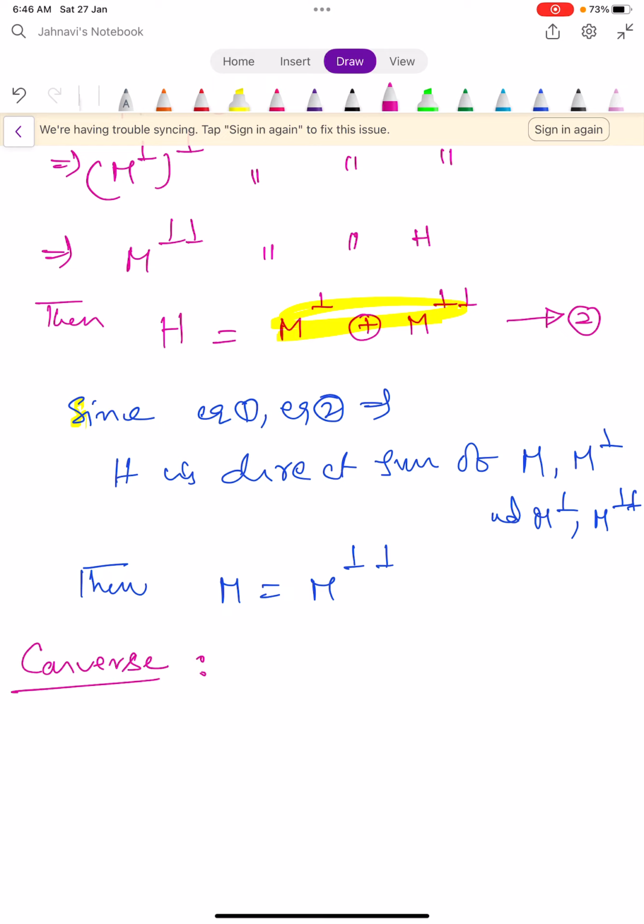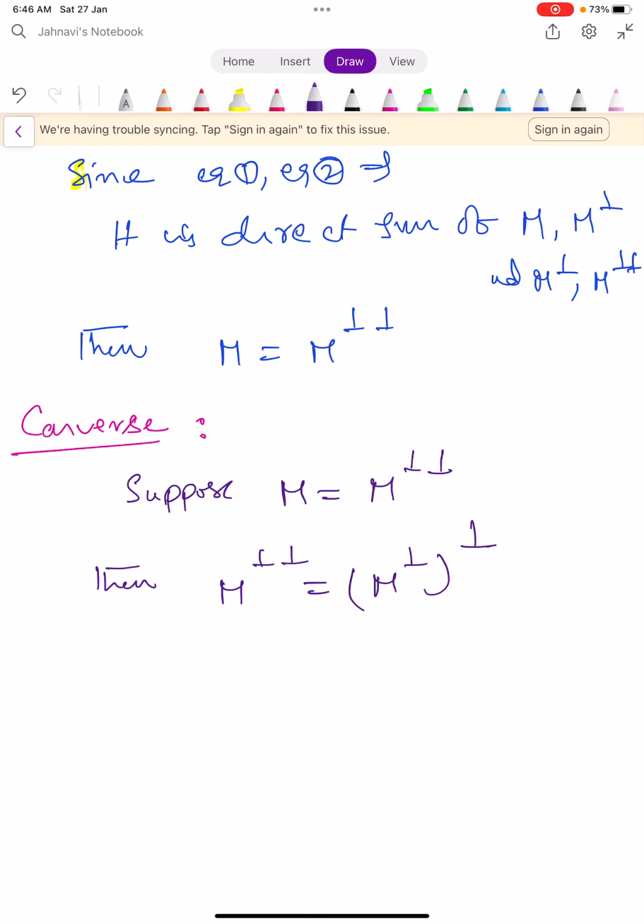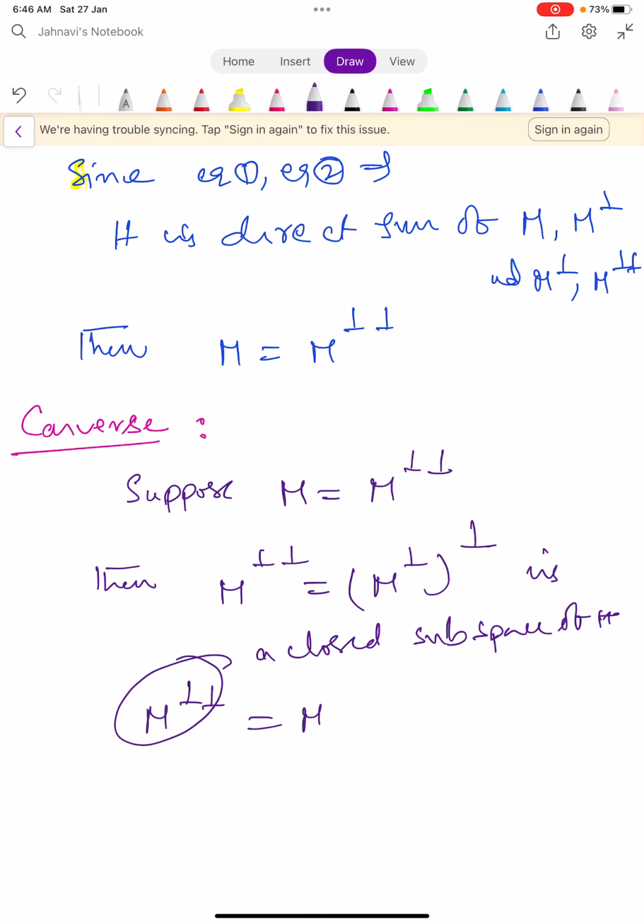In the converse part we assume that M is equal to M double perpendicular. Now here you clearly observe that M double perpendicular can be written as M perpendicular whole perpendicular, which is a closed subspace of capital H. And this M double perpendicular is equivalent to M, and M double perpendicular is closed.